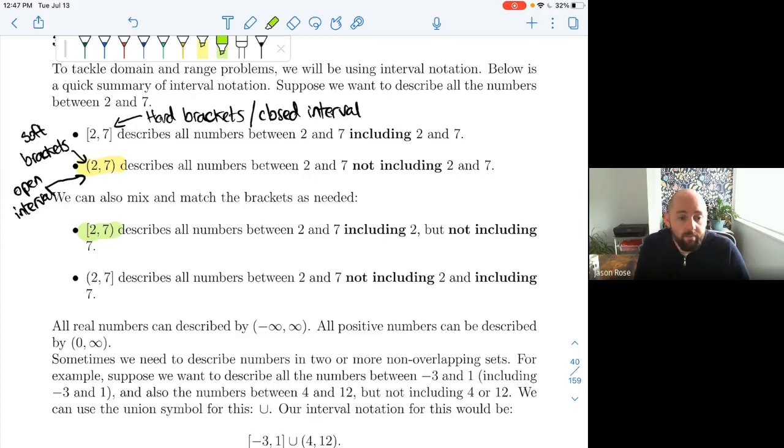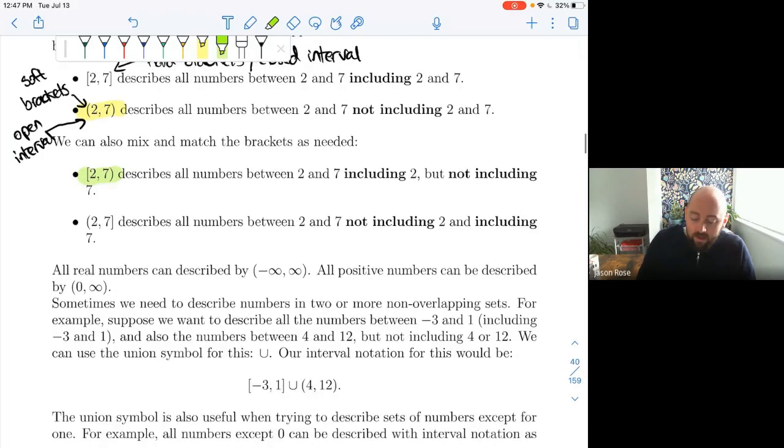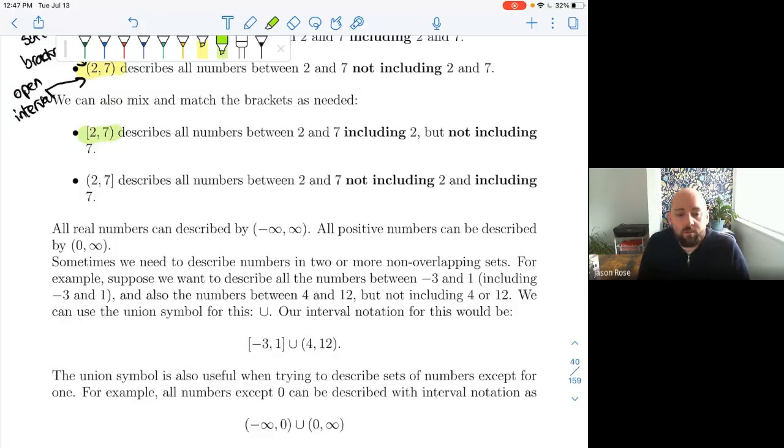And in the second one there, all the numbers between 2 and 7, not including 2, including 7. Okay, this is the notation that I'm going to want you to use for this course when you're giving me the domain or the range of a function, when we do inequalities, when we do all kinds of stuff.